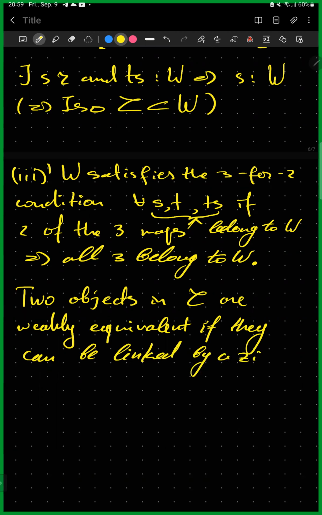So a homotopical functor f from C to D is called a homotopical equivalence if it has a homotopical inverse such that their compositions are weakly equivalent to the identity of functors in a respective category.